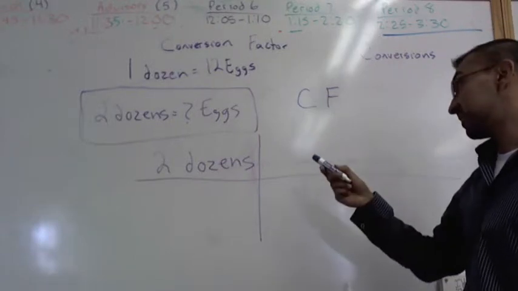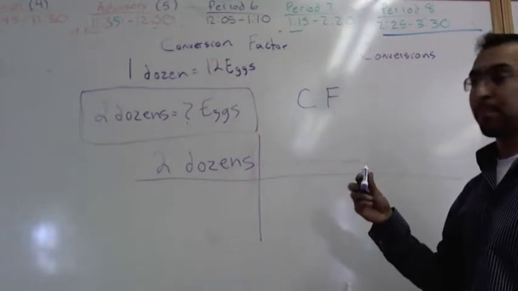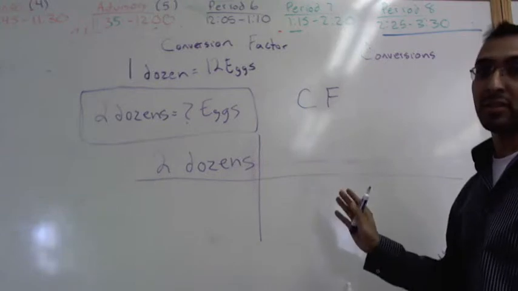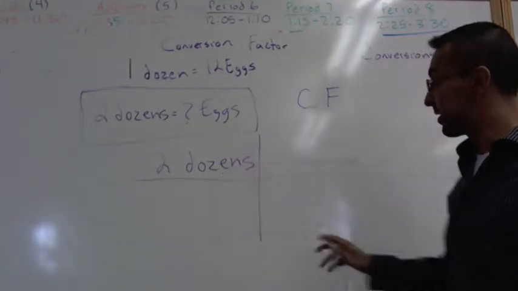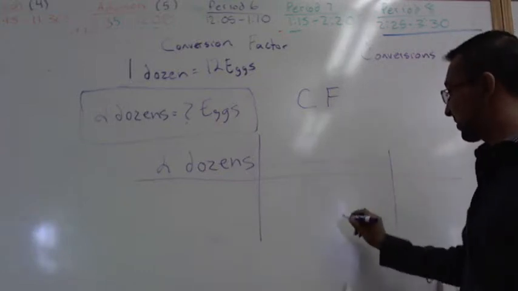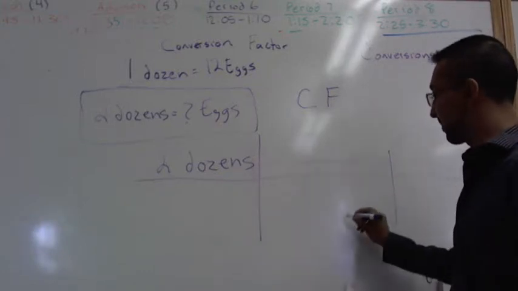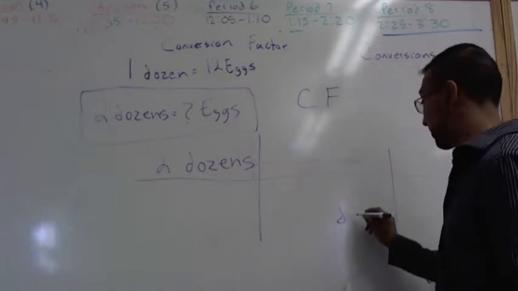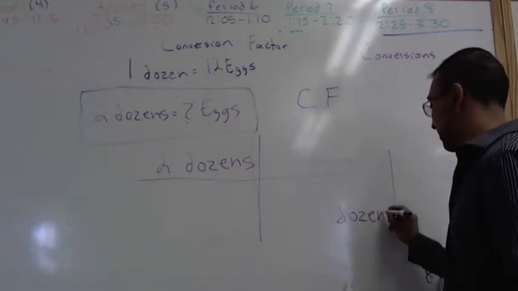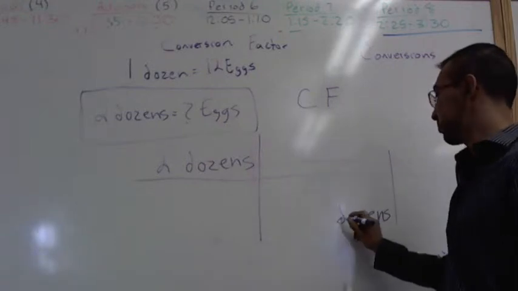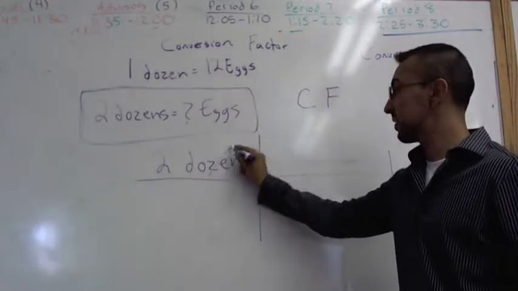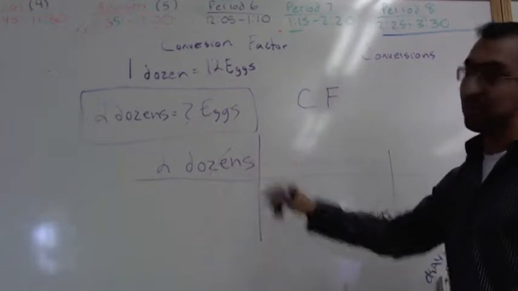Your goal is to write it in such a way where the unit that you no longer want gets canceled out. So we don't want dozens anymore because we know how many of those we got. The way it works is if you put it on the bottom, if they're sitting across from each other, they'll cancel out. And when I mean across, I mean diagonally. So if we put dozens down here, then this is going to cancel out. So we'll no longer have dozens.